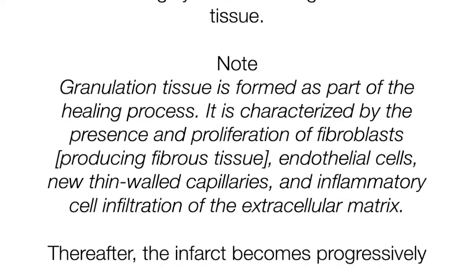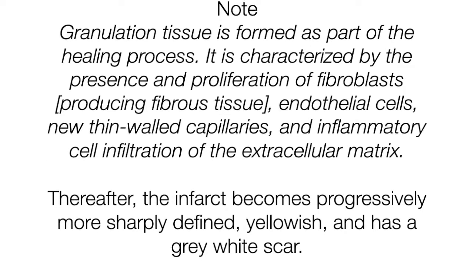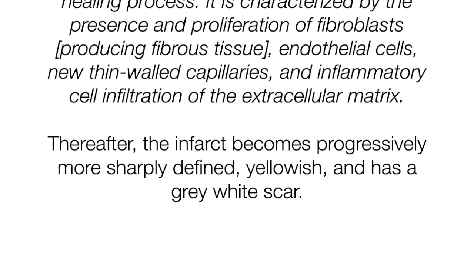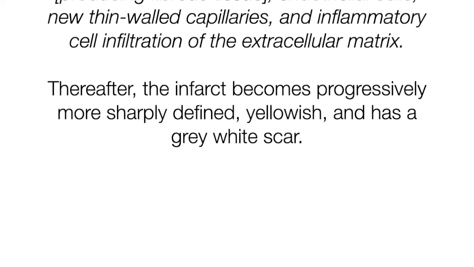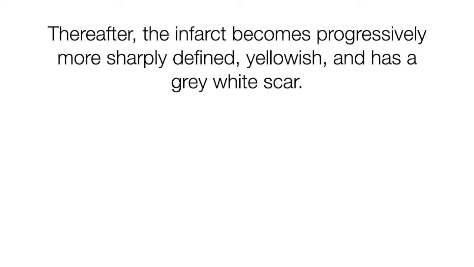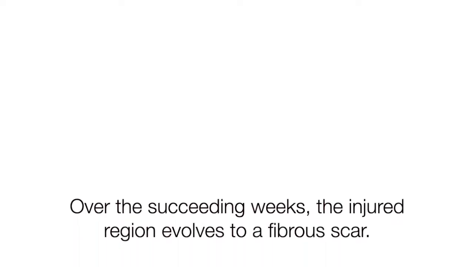Note: granulation tissue is formed as part of the healing process. It is characterized by the presence and proliferation of fibroblasts, which produce fibrous tissue, endothelial cells, new thin-walled capillaries, and inflammatory cell infiltration of the extracellular matrix. Thereafter, the infarct becomes progressively more sharply defined, yellowish, and has a grey-white scar. Over the succeeding weeks, the injured region evolves to a fibrous scar.